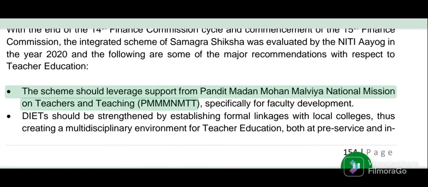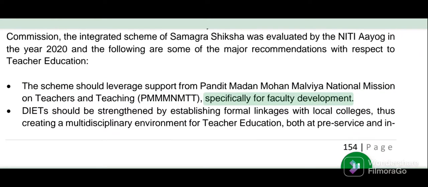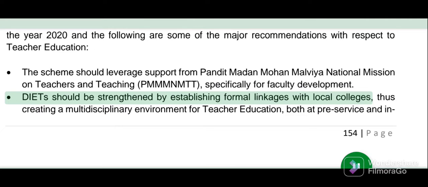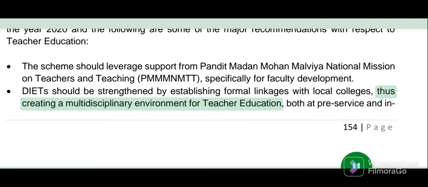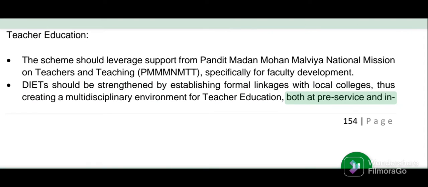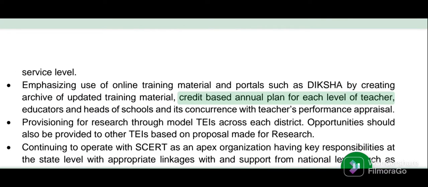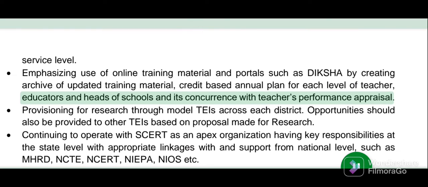The scheme should leverage support from Pandit Madan Mohan Malaviya National Mission on Teachers and Teaching (PMMMNMTT) specifically for faculty development. DIETs should be strengthened by establishing formal linkages with local colleges, thus creating a multidisciplinary environment for teacher education, both at pre-service and in-service level. Emphasizing use of online training material and portals such as DIKSHA by creating an archive of updated training material, a credit-based annual plan for each level of teachers, educators and heads of schools, and its concurrence with teachers' performance appraisal.